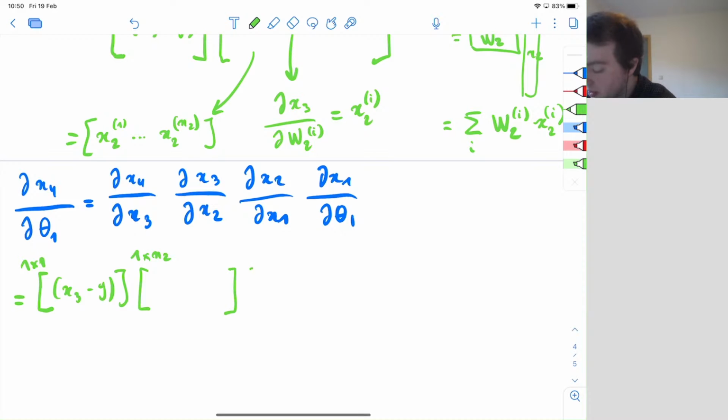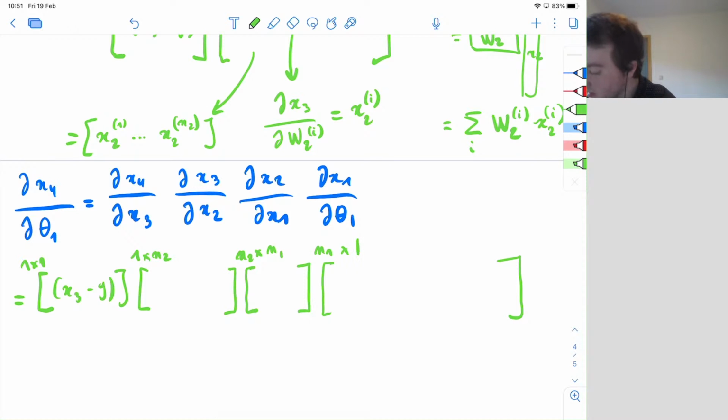Then the third one would be the dimension of the output, x2, so n2, times the dimension of x1, which would be n1. If you remember, at this point what we are computing is the result of the ReLU activation, and so n1 and n2 are actually equal, so this is a square matrix. And finally, the dimension of the output times the number of parameters, which may be plenty of them.